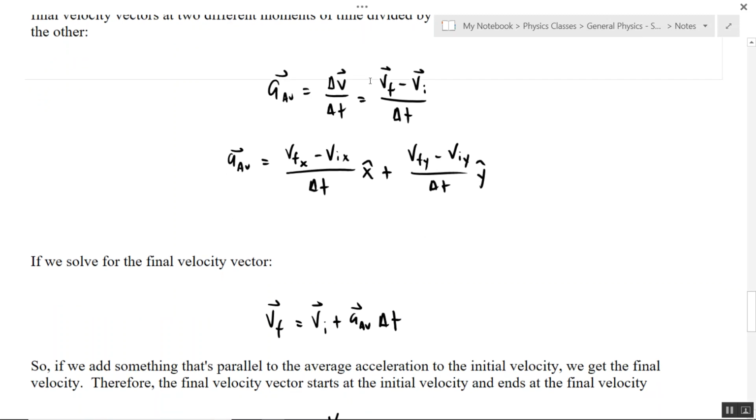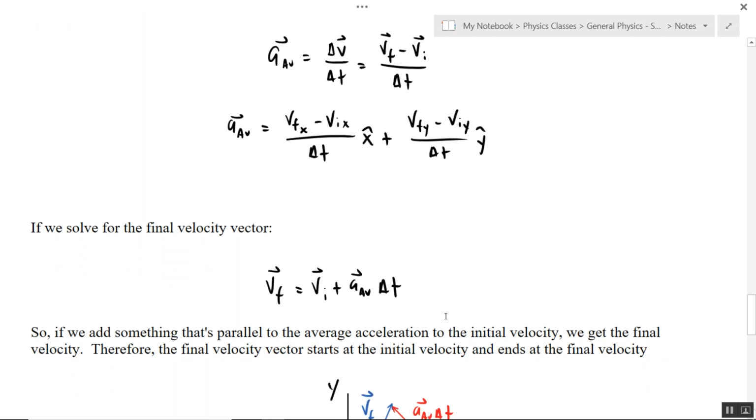Now, if you take this equation here and you solve it for the final velocity, right? See, a_av is (vf minus vi) divided by delta t. So what I did is I multiplied by delta t. That's vf minus vi, and then I added vi to both sides. I get this equation here. This tells you the direction of the average acceleration.